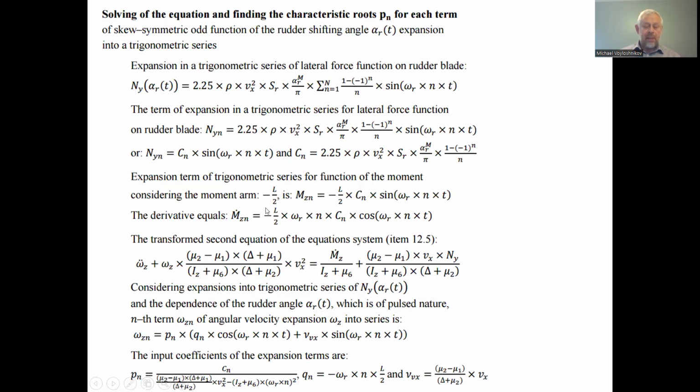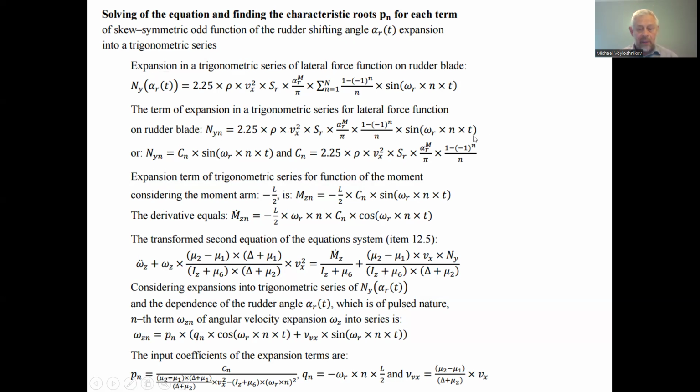And that's why if we substitute the impulse action of the controls by the expansion, we will have the force as an expansion in the trigonometric Fourier series, defined by the trigonometric expansion of the turning angle. And this is just how it looks, one term of the expansion of the transverse force into the trigonometric Fourier series.